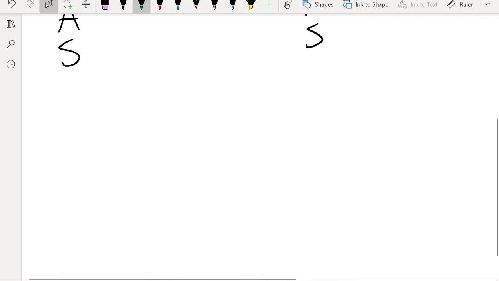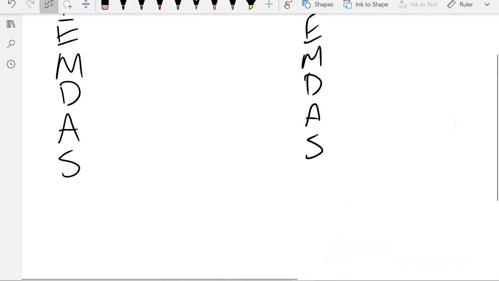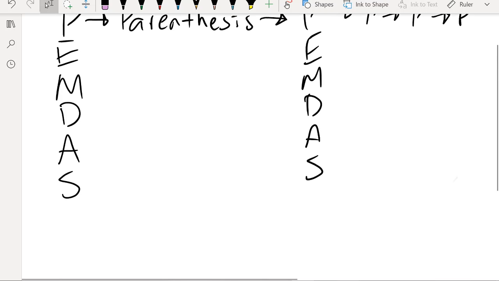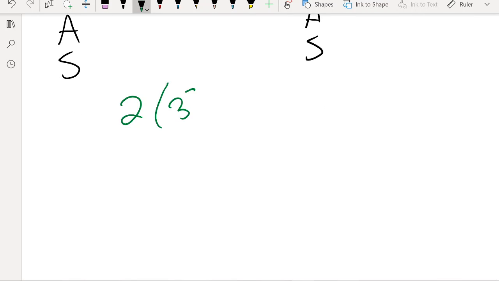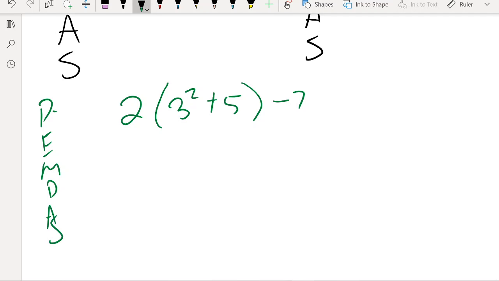So let's look at an example of how PEMDAS works here. Before we can talk about GEMDAS, if you don't fully get what PEMDAS is, it's not going to matter anything else I'm saying. So let's do an example real quick. Let's say I have 2, and then 3 squared plus 5 minus 7. All right, so PEMDAS, and then inside the parentheses, I have another PEMDAS.